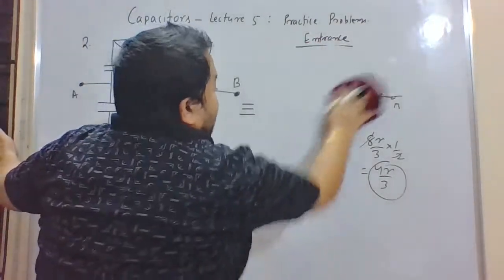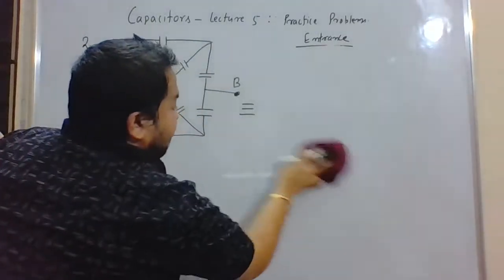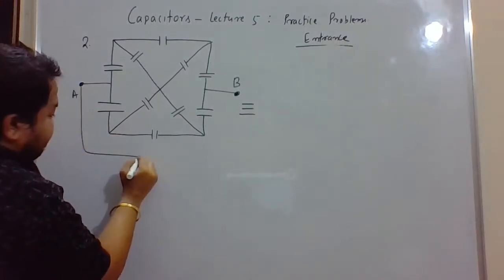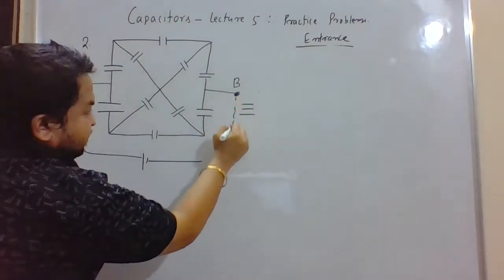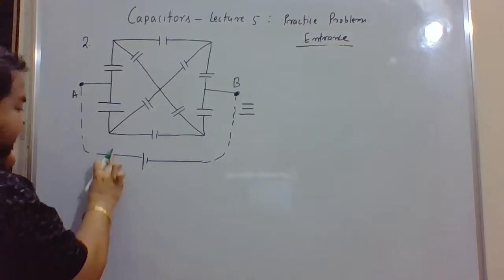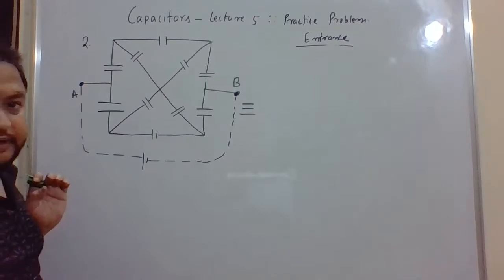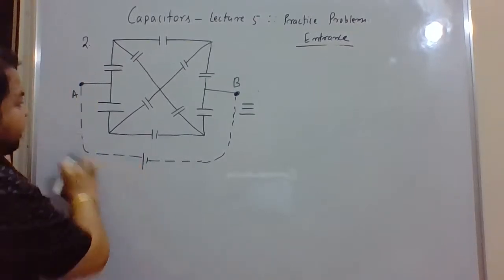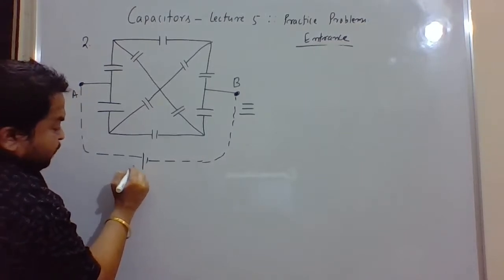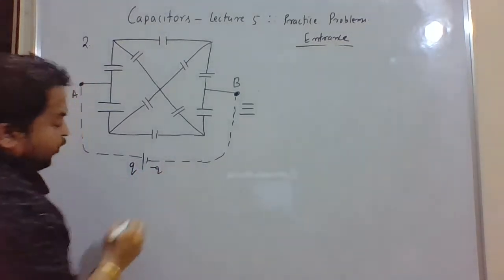So the most important thing here is the charge distribution. And for charge distribution, we would use a similar funda. We would mentally connect it to a cell, and that's why we are showing it with dotted lines. Once we have connected it mentally to a cell, we would say that charge plus Q is coming out of the positive end and charge minus Q is going out of the negative end.